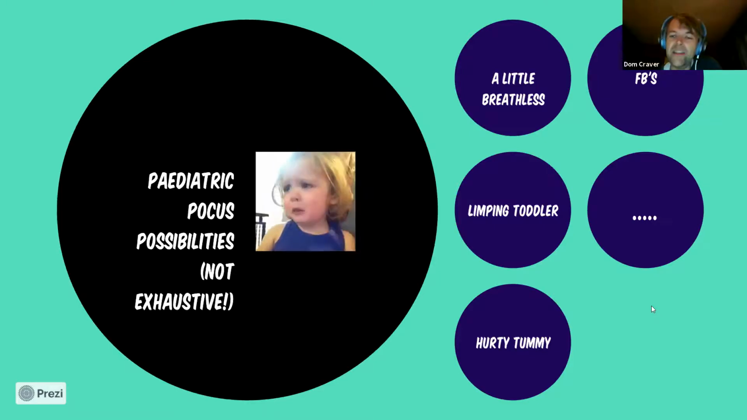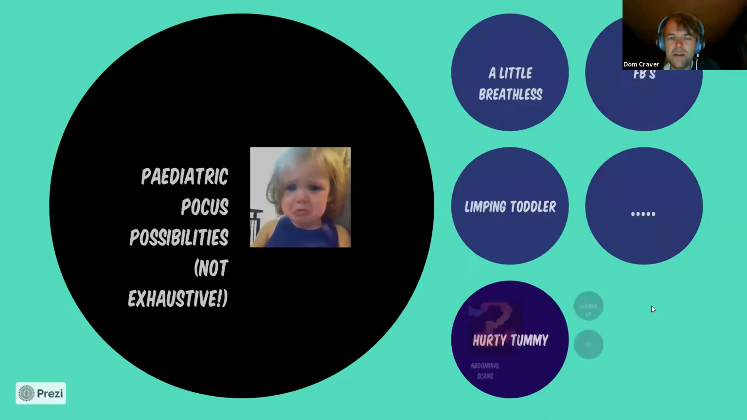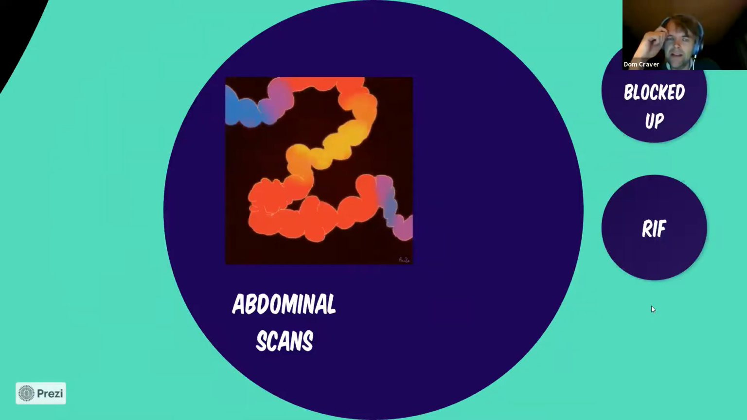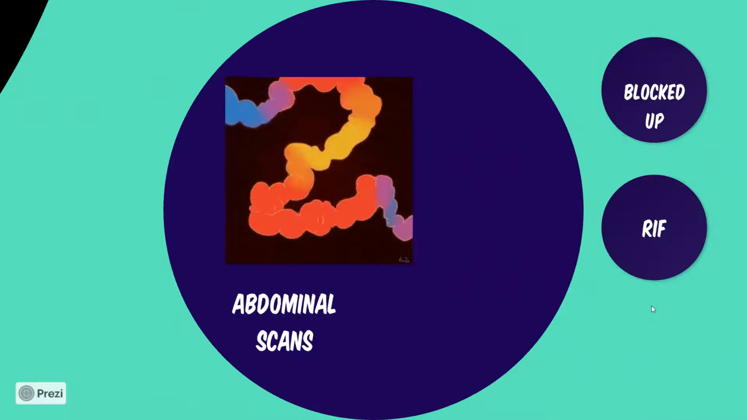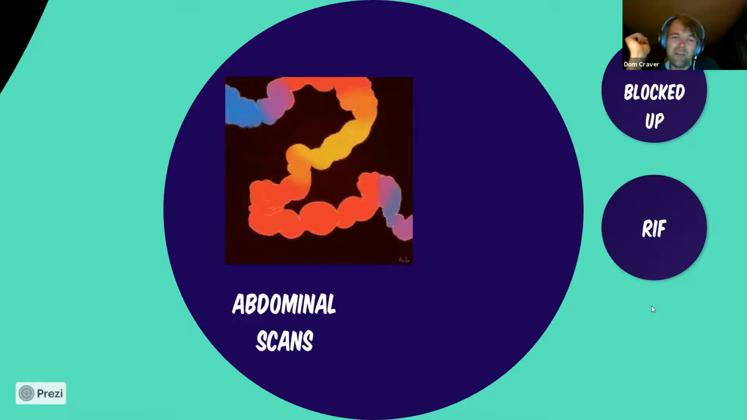Right, let's go on to hurty tummies. So we're going to do some abdominal scans. Talk about abdominal scans because kids are always coming with tummy pain, and things like appendicitis are notoriously difficult in children. They don't always present with those classical features, and little babies, they don't tell you what's wrong with them.